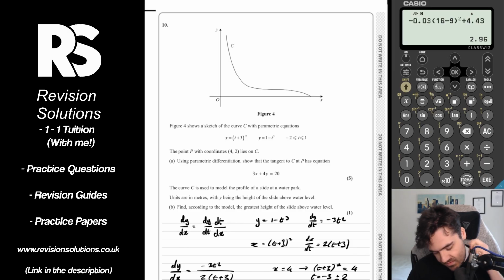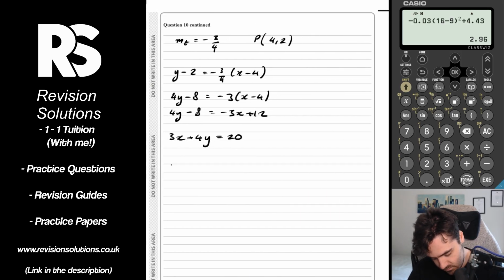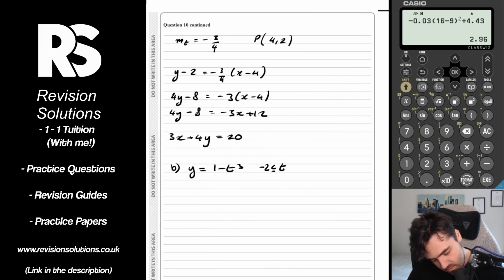Then it says the curve C is used to model the profile of a slide at a water park. Units are in meters, with y being the height of the slide above the water level. Find, according to the model, the greatest height of the slide above the water level. Well, y is 1 minus t cubed, and t ran from minus 2 to 1 inclusive.